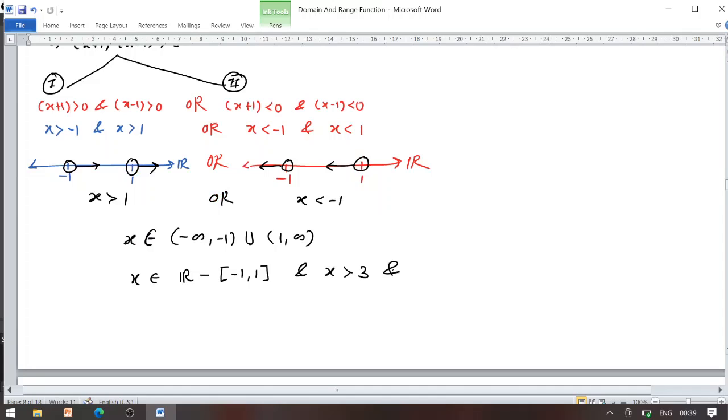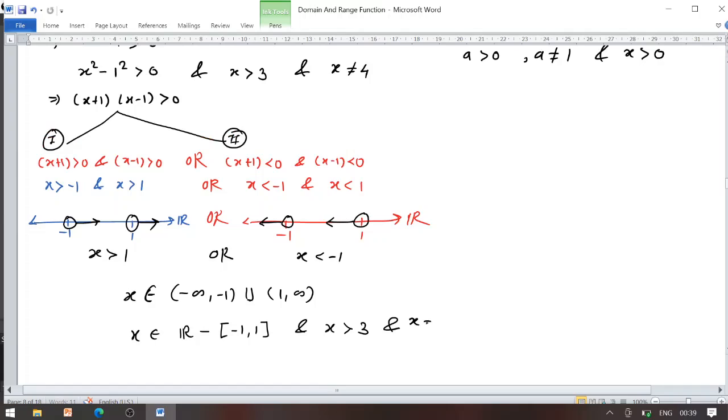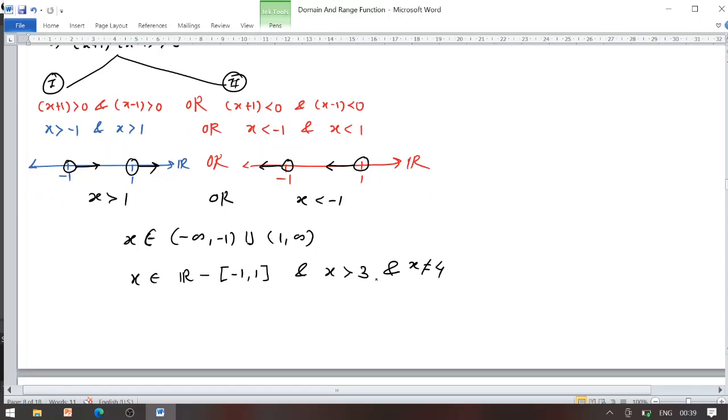And in the second case, x should be strictly greater than 3 and x is never equal to 4. So the intersecting part of all inequalities gives us the domain of the given function. Look carefully at the intersecting part of all. We have -1, right of it a 1, right of it a 3 and 4. So the first inequality is of the form: the set of all real numbers excluding -1 to 1, that means left of -1 and right of 1.